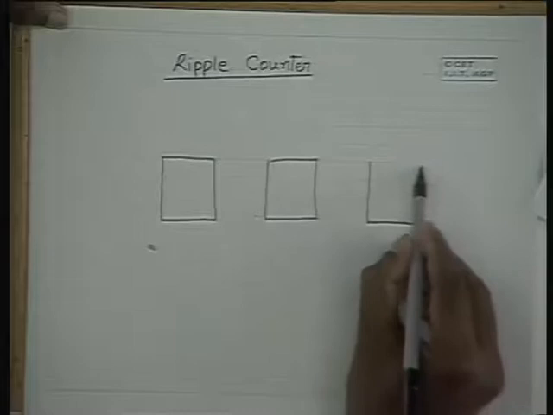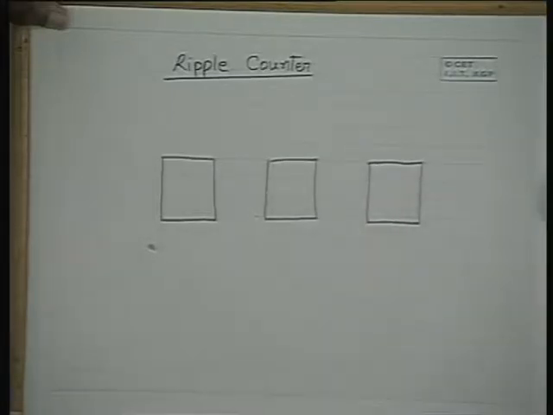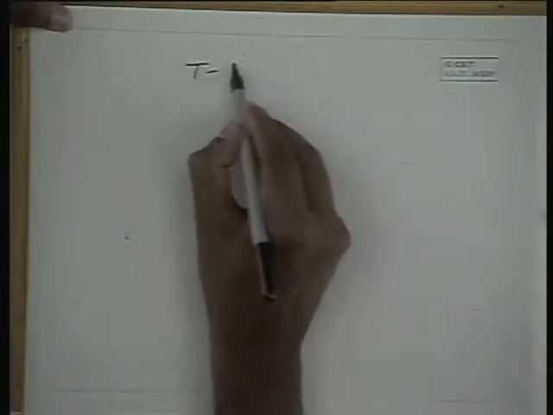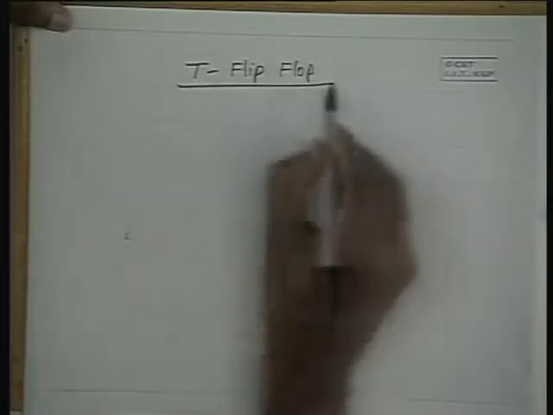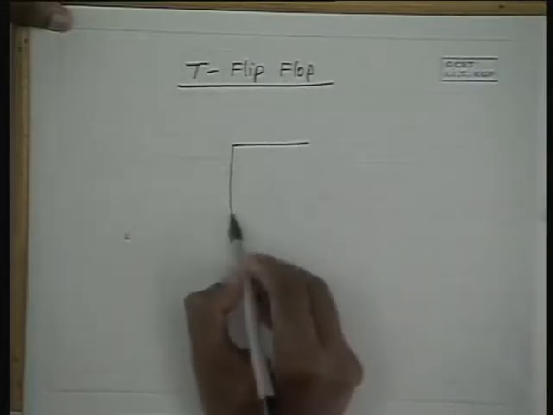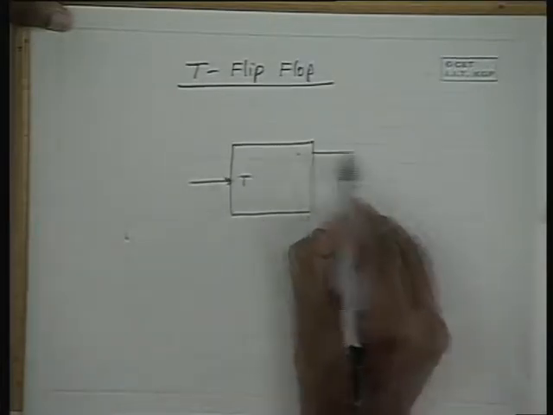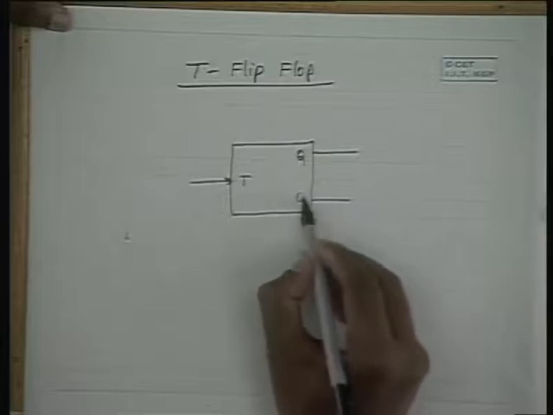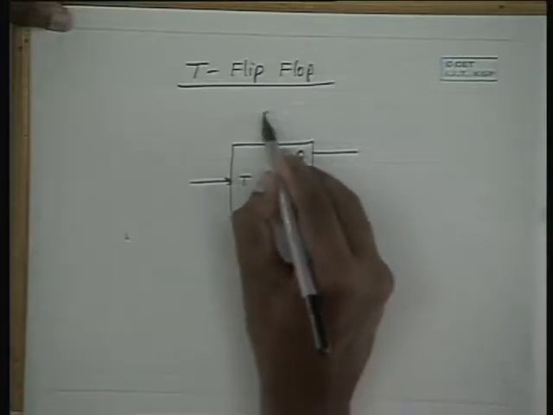And let us take toggling flip-flops. Let me recall that a toggling flip-flop works like this. It has a T input and it has Q and Q bar outputs, because it has a clear input also.